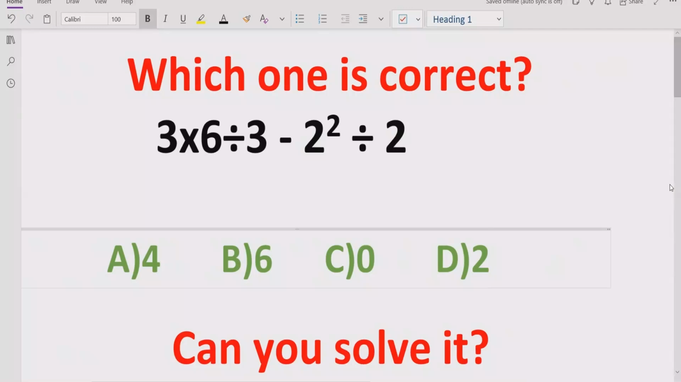Today we will solve another quiz which is related to arithmetic operation. It contains the basic operations: multiplication, division, subtraction and power. So we have to solve this quiz using order of operation and find out the correct result. Here we have four answers. A is 4, B is 6, C is 0 and D is 2. So we have to solve this quiz and find out which answer is correct.